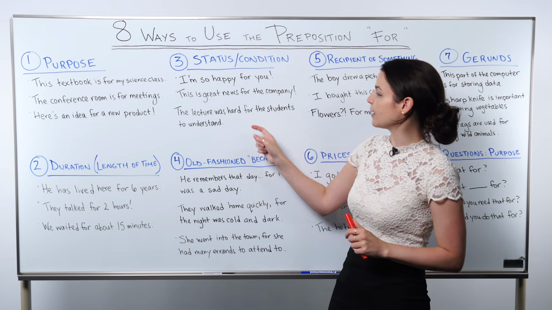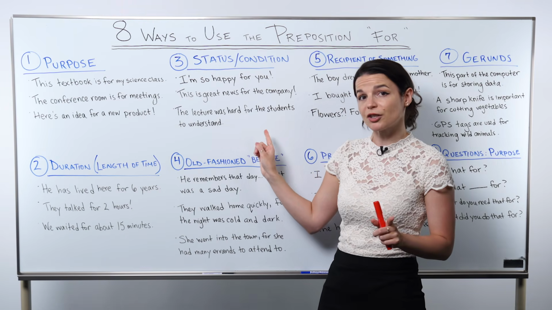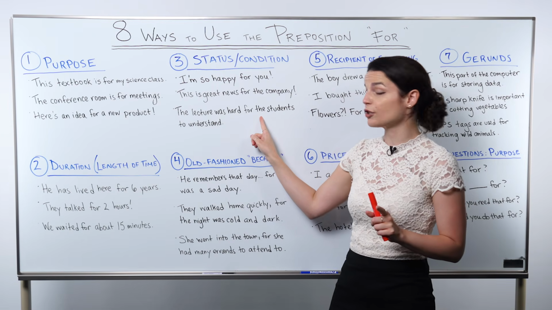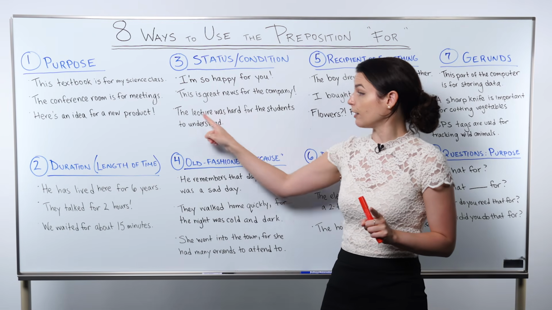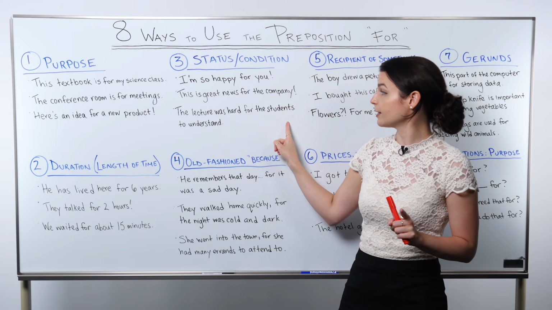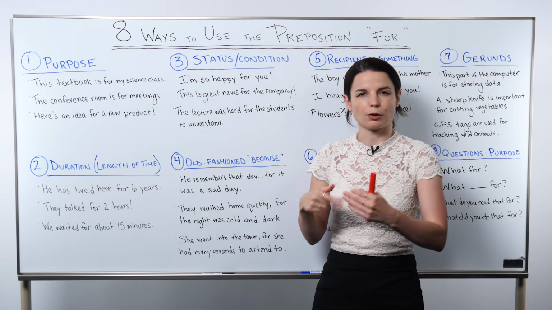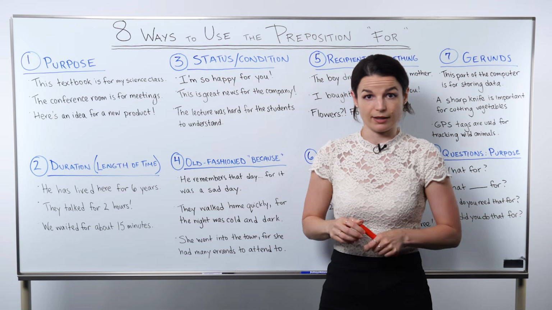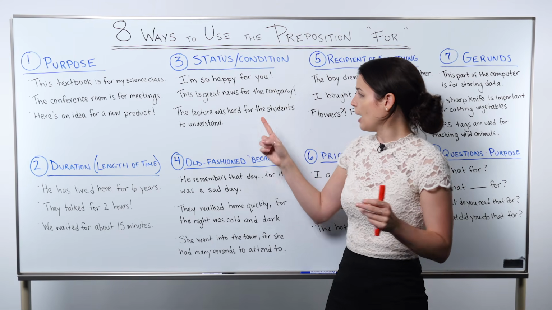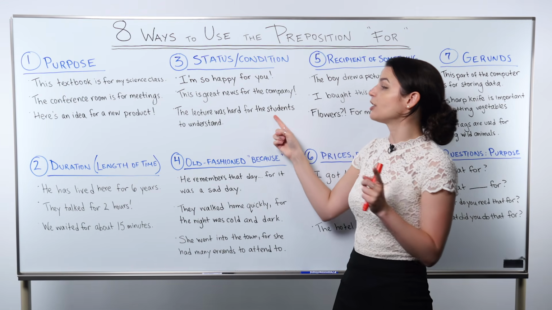Okay, one more example of this. The lecture was hard for the students to understand. So in this situation, here is kind of the status or the condition, maybe the opinion in this case. The lecture was hard. And here we have "for the students."